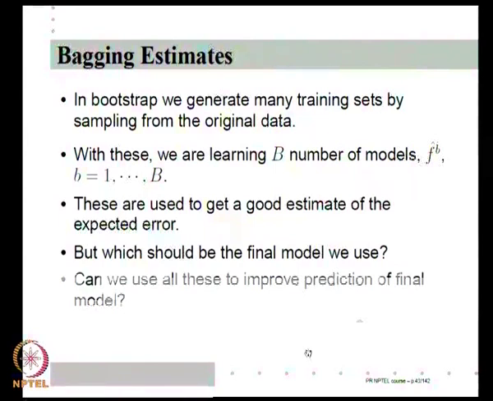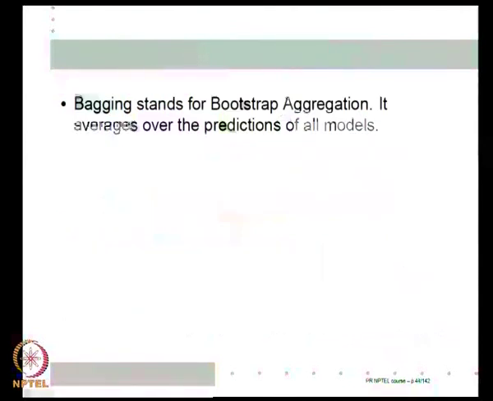A good idea is, why can't we use all these models to improve the prediction? Anyway, I have learned so many models from so many different training data sets. Why should I throw some of them away? When you give me new patterns from now on, I can use all the models and maybe somehow combine them to get a better prediction. Now, this is the basic idea of bagging. Bagging is one way of improving the prediction of the final model. So, instead of using any one of them, if I use all of them, then I may get a better prediction. So, what is the simplest way of using all of them? Averaging. That is what the simplest bagging estimate is.